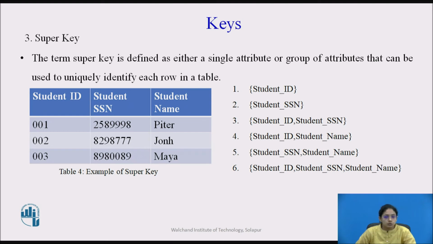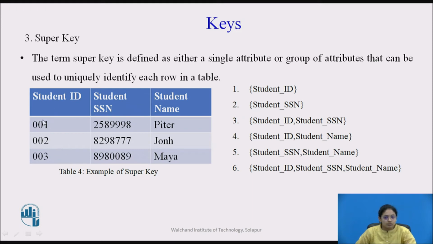The next concept is the super key. The term super key is defined as either a single attribute or a group of attributes that can be used to uniquely identify a row in a table. In a super key, you can have a single attribute or a group of attributes combined together to form a super key.